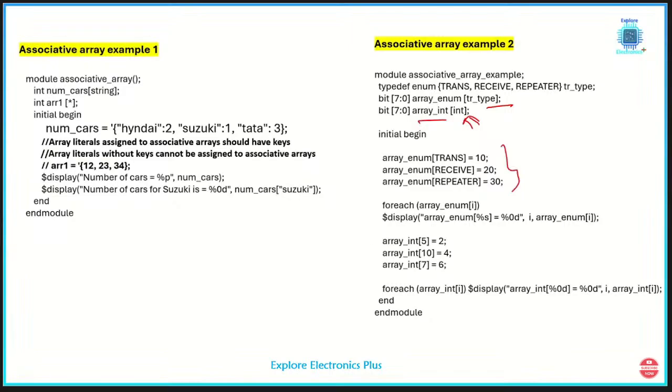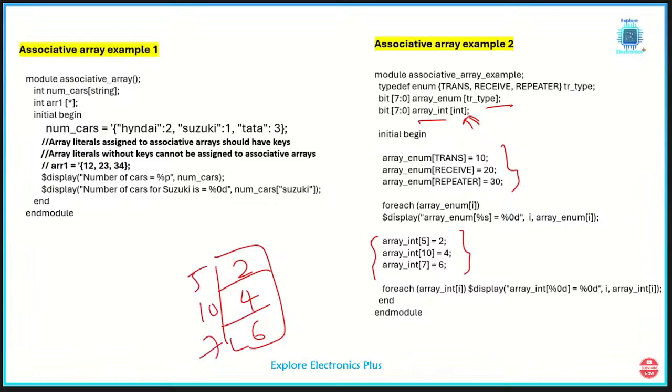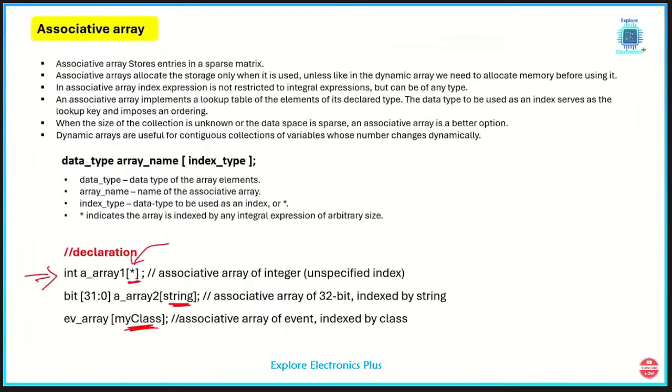Now we can see array_int of 5, array_int of 10, array_int of 7 we are using here. Suppose you have 3 locations again, with 2, 4, 6 as the values, the indexes will be like this: this is the 5th element, this is the 10th element, this is the 7th element. This is not a 5th element, 10th element and 7th element in sequence. That's why I said at the starting, associative arrays will be stored in a sparse matrix.